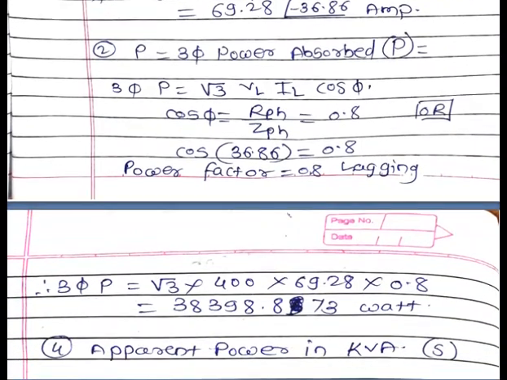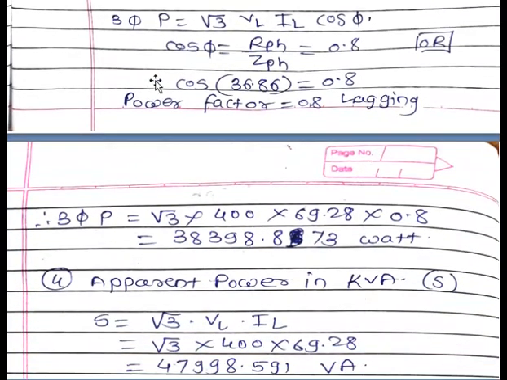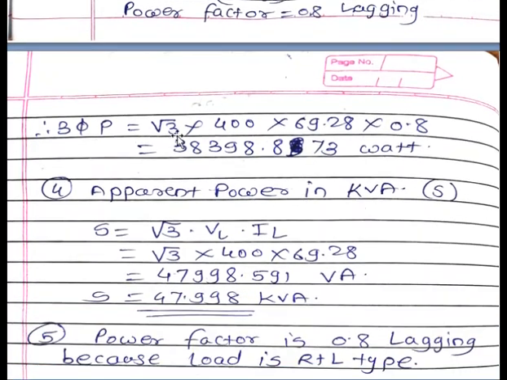Now we calculate the power consumed. The power consumed, the 3-phase active power, is equal to root 3 into VL, that is 400 volt, into IL, that is 69.28, into 0.8. Now the answer of this calculation is equal to 38,398.873 watt.